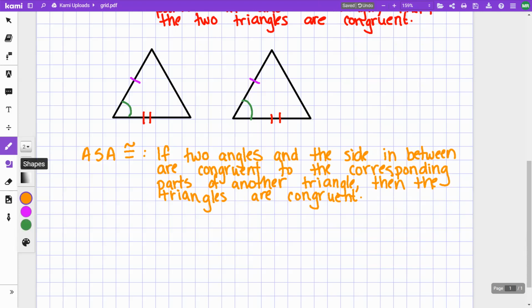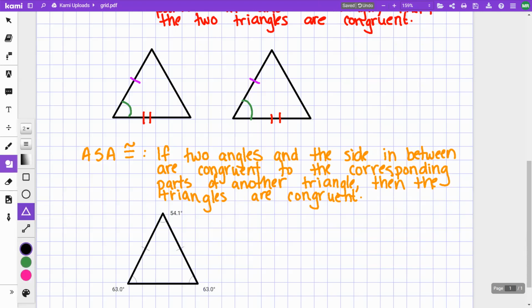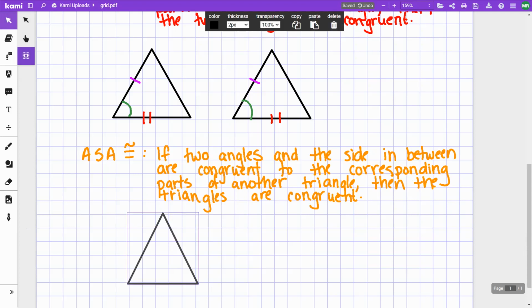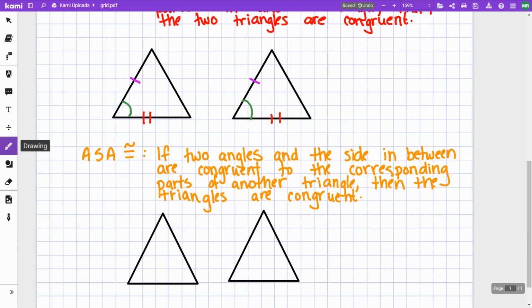So, as a picture of this, when we're dealing with this, let's say I have this angle and this angle, and this angle and this angle, and the side in between. That's what angle side angle is. So next we're going to try two angles, but not with the side in between, with the side outside.